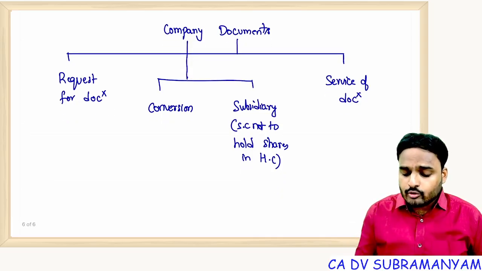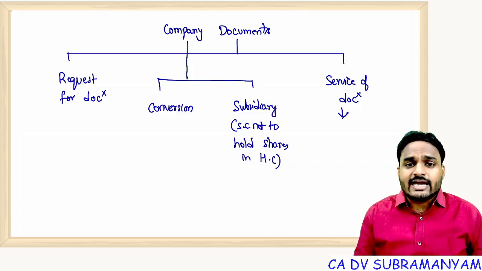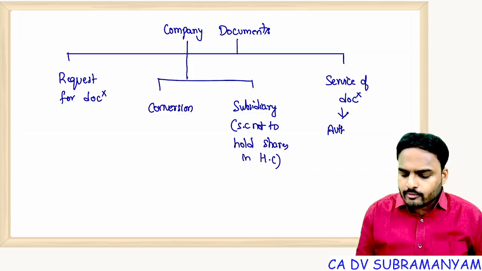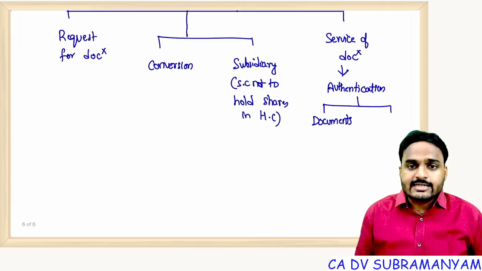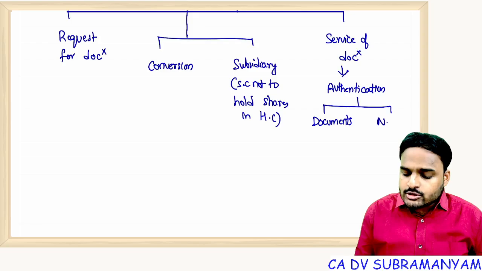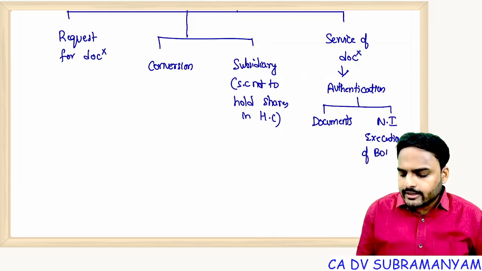Sir, which kind of documents? Signed documents or unsigned documents? Obviously signed documents, authenticated documents. Authentication. And here again you'll find two branches. One is authentication of documents, proceedings, deeds. And the second one is authentication of negotiable instruments. Simply, execution of bills of exchange.